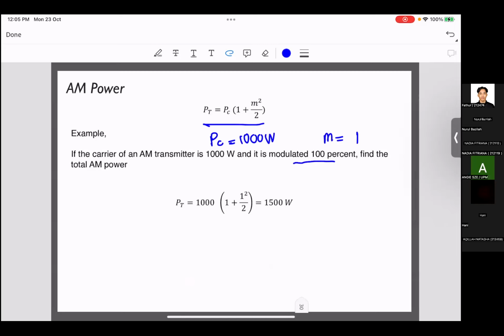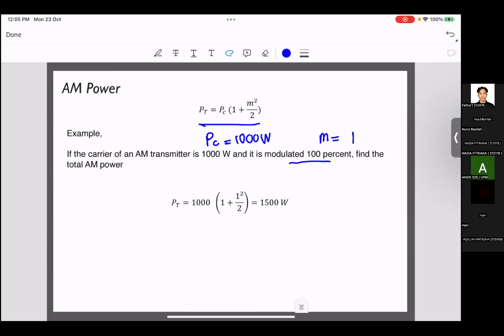So that is easy. You just plug it in. So 1000 is your Pc. 1 plus 1 squared over 2. So this is basically 0.5. So this is 1.5 times 1000. You will get 1500 watt.